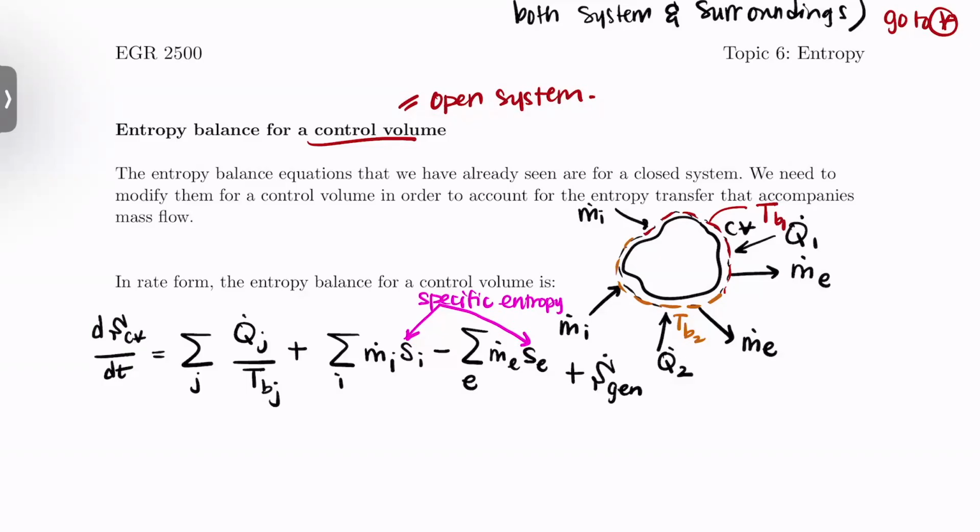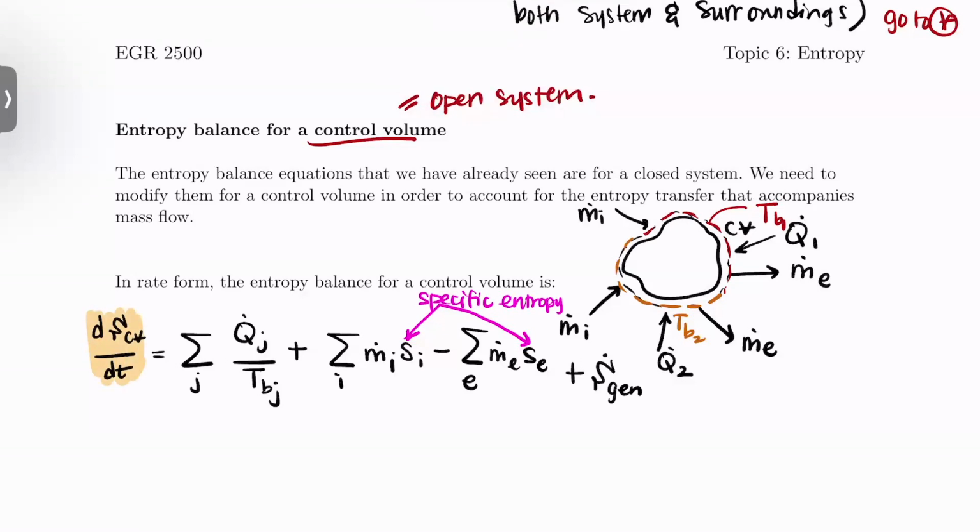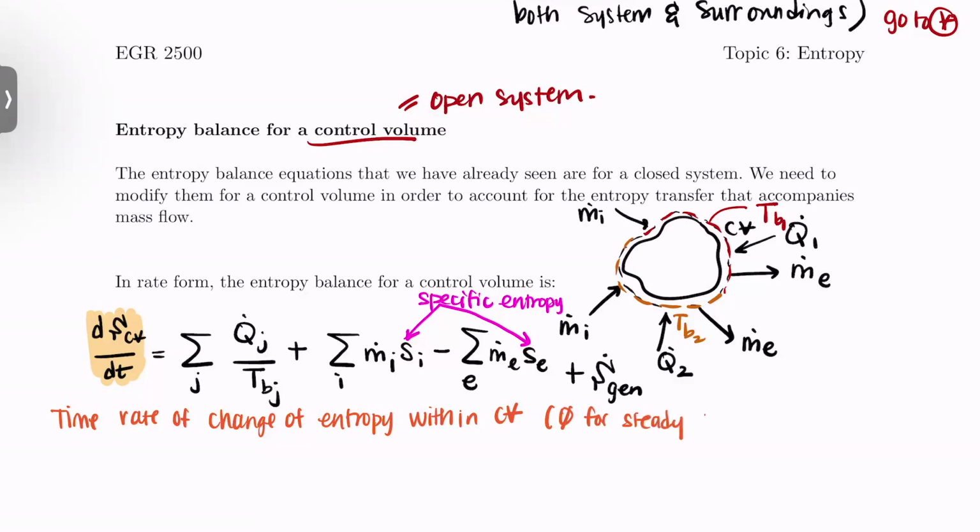All right, so just to highlight what each of these terms is, this is our time rate of change of entropy within the control volume. So this is 0 for steady flow. Right? We always make our time derivatives go to 0.